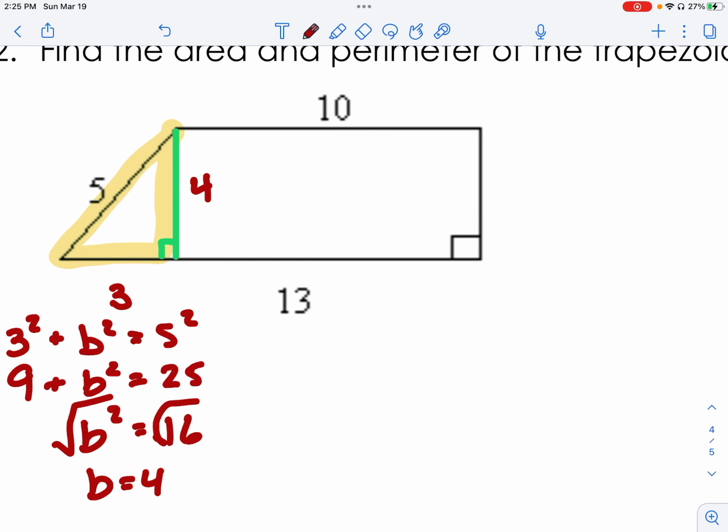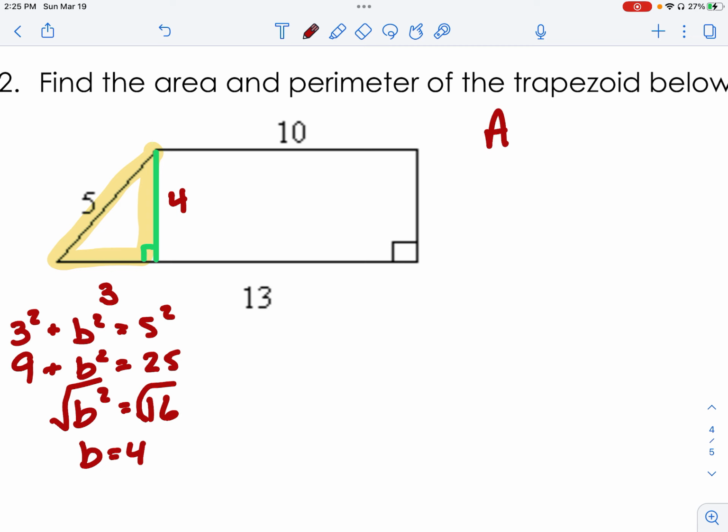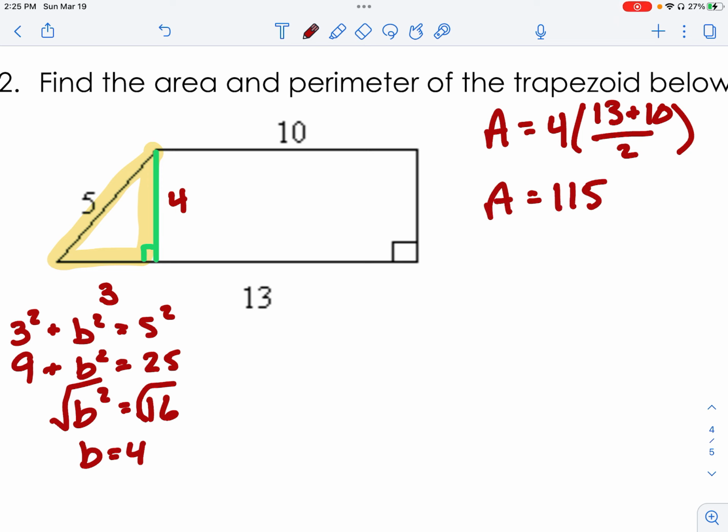So now I know my height, I know my b1, I know my b2 value. I can plug this into the formula. My height was 4, base 1, 13, base 2, 10. Divide that by 2, and my area equals 115.